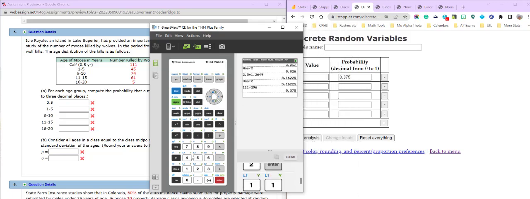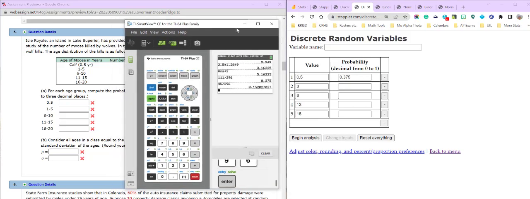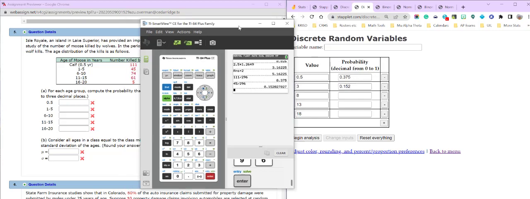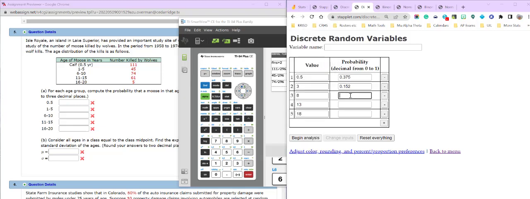All right. Then we have 45 divided by 296. And I get a really ugly number, 0.152. Then I have to do, let's see how many for this next one. 74 divided by 296. So you will probably want a calculator for this part, 0.25.